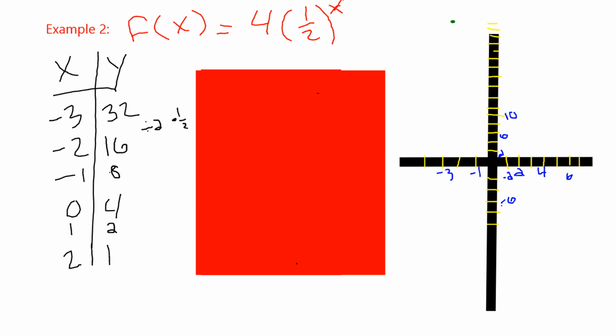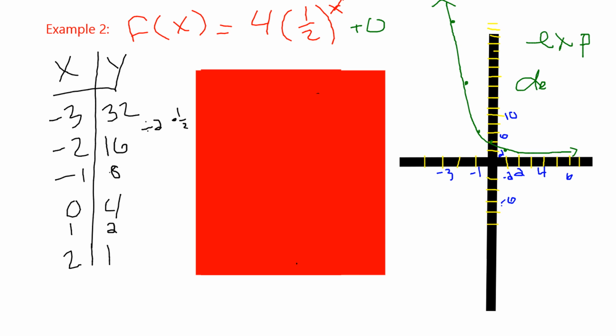Then I have -2, 16. -1, 8, 0, 4, 1, 2, and 2, 1. And the line is approaching 0 because it's +0 at the end. And so it's a smooth curve going downward, approaching 0, but never touching 0. This is known as exponential decay.